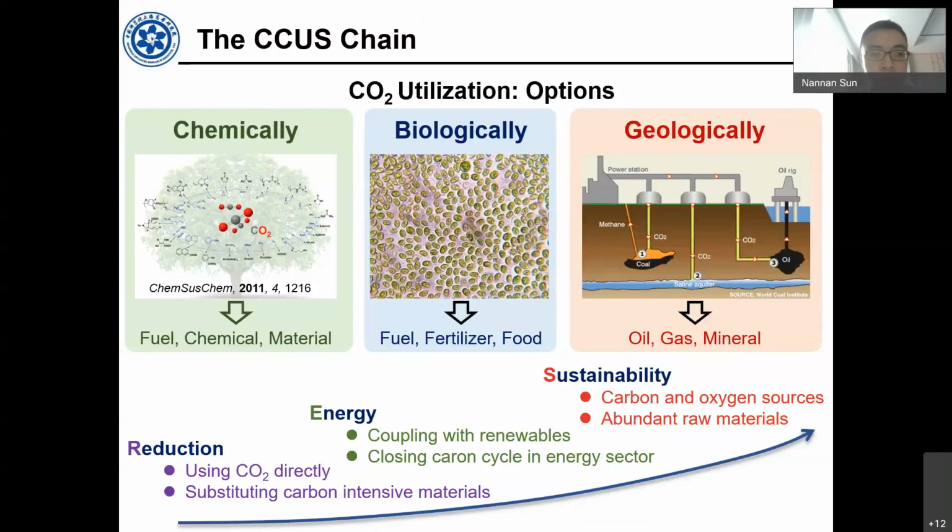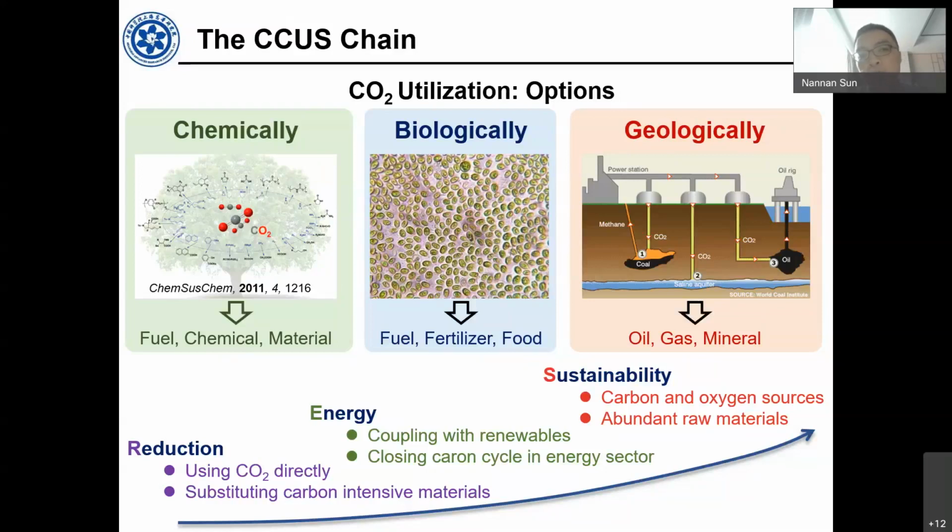So the importance of CO2 utilization is actually threefold. Firstly, we can reduce CO2, right? Because we're using CO2 directly, and in some cases, we can use the CO2 to substitute some carbon-intensive materials, which means we do not need to use these materials. And also we can couple the CO2 reduction process with renewable energies, so we can close the carbon cycle for the energy sectors. That is clearly very important for CO2 reduction.